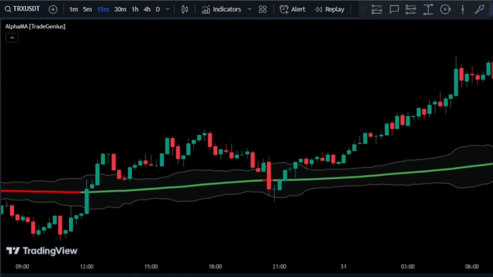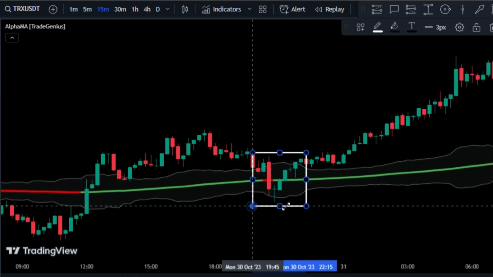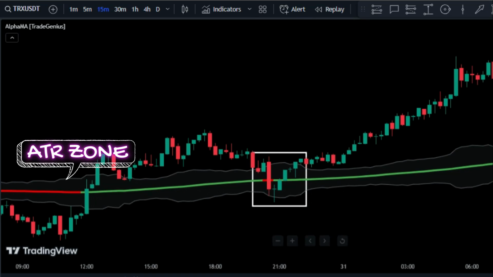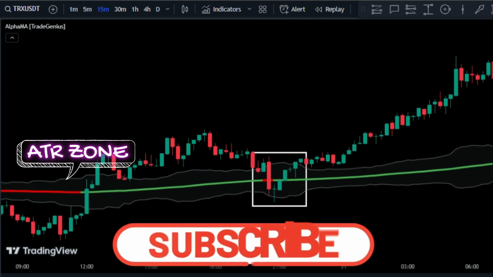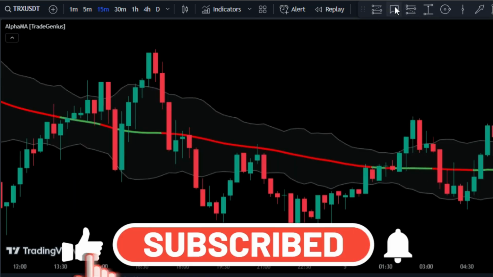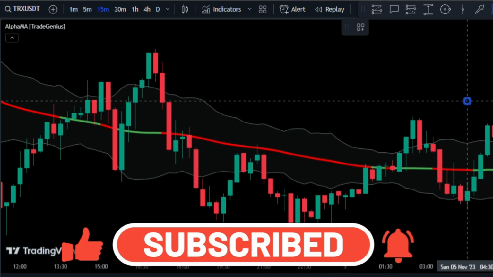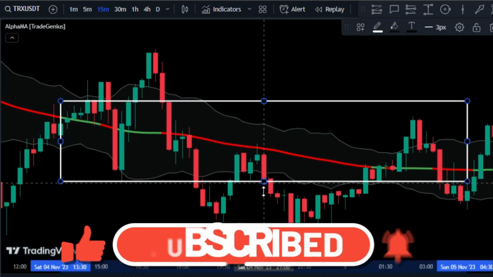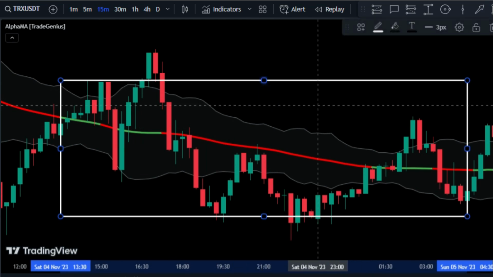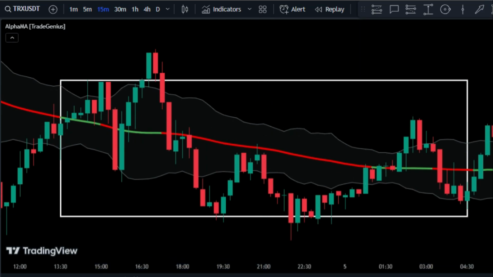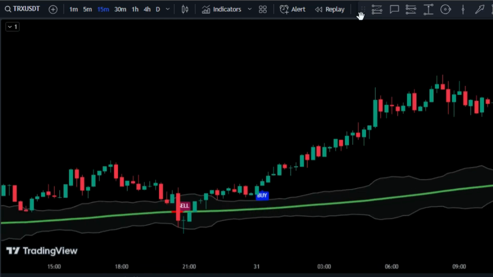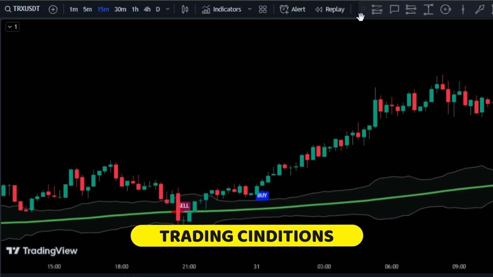We also have another area on this indicator called the ATR zone. When the market is within this zone, due to the low potential for movement in the market, we should not enter a trade, as shown in these examples. If we want to trade using this method, we need to follow 3 main conditions.